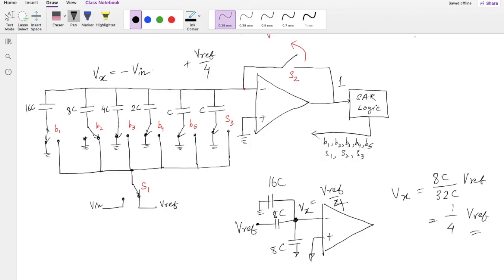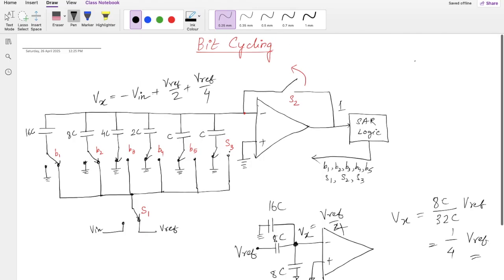The same thing is going to follow. Then we check V3, then V4, then V5. This way we keep turning on the switches and keep checking whether the output of this comparator is 1 or 0. If it is 1, we keep this change intact. If it is 0, we go back. So if both of them are 1, we know that this is Vin compared with Vref by 2 plus Vref by 4.